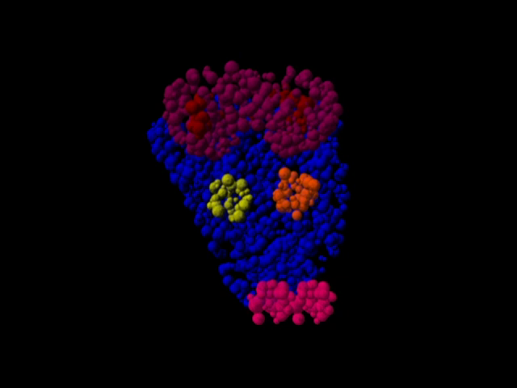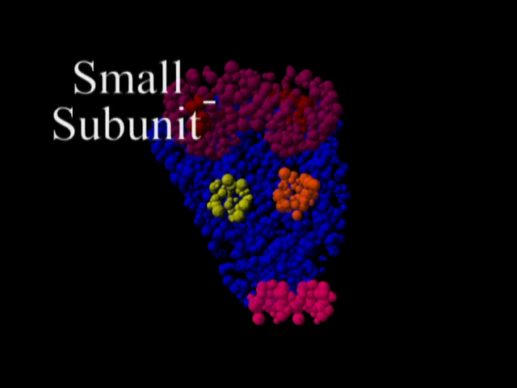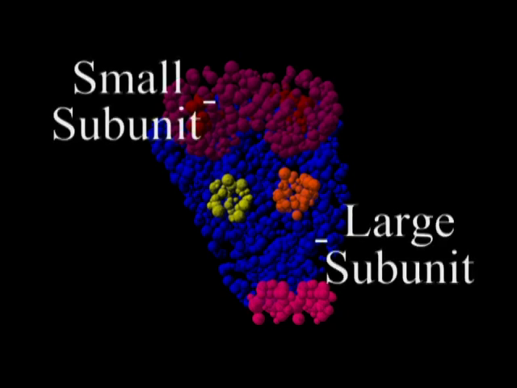Ribosomes consist of two parts, a small subunit and a large subunit. The small subunit is made up of one rRNA and about 30 proteins. The large subunit consists of 3 rRNA and 45 to 50 proteins.